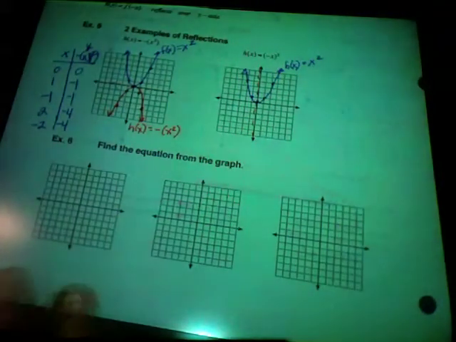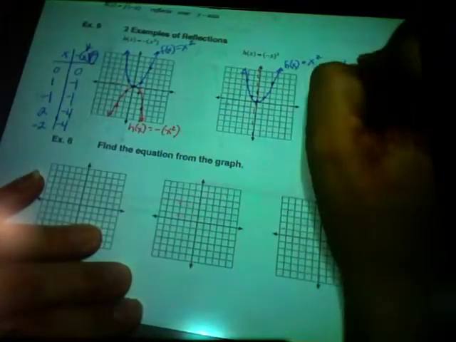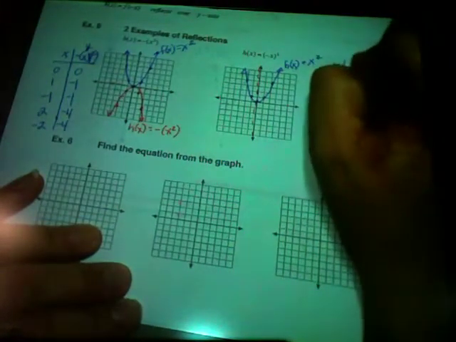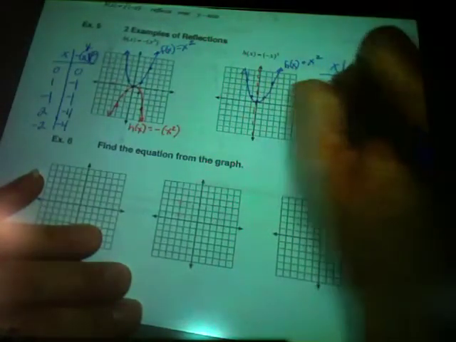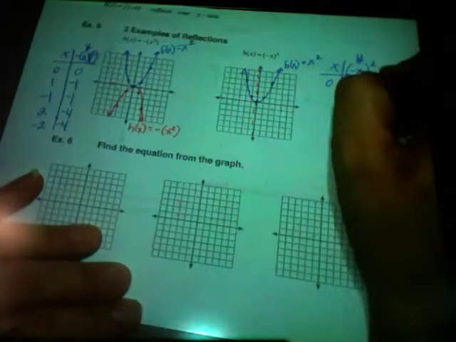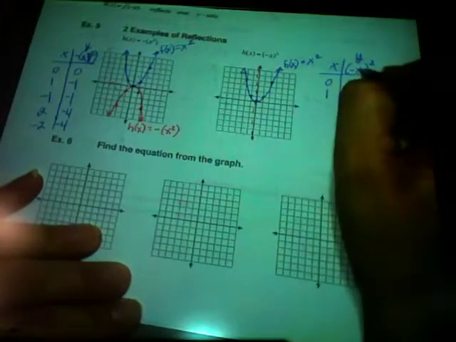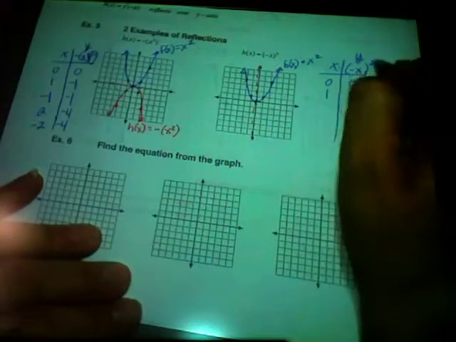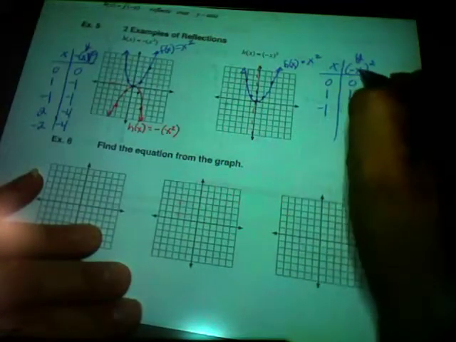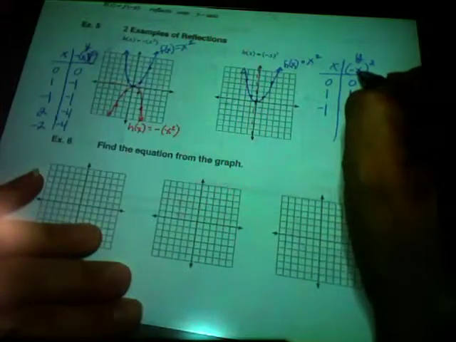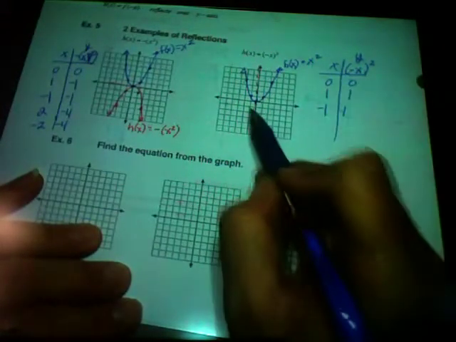Mm-hmm. And I'm going to just prove to you with a table of values. So 0, the opposite of 0 is 0. Squared is 0. Try 1. What's the opposite of 1? Negative 1. Squared, 1. Try negative 1. What's the opposite of negative 1? 1. Squared, 1. So there's your negative 1, 1.